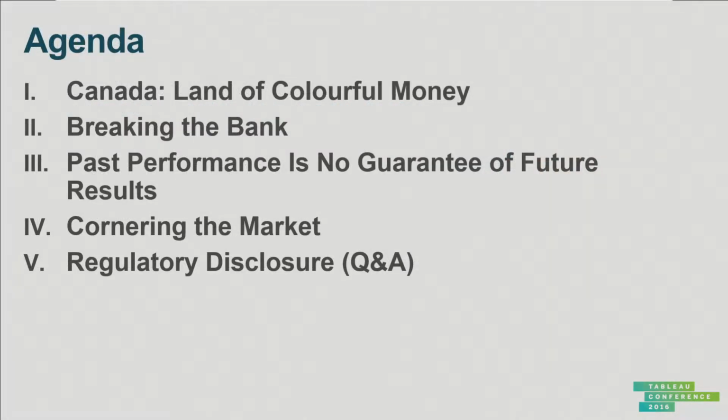So where are we going to go today? I've got 5 key areas. First, we're going to talk about what I'm going to call Canada, the land of colorful money. And yes, that is spelt with a U on purpose. We spell a lot of our words with a U up there. That's just going to be an introduction to Canadian business culture, banking culture in particular, and also about my employer, RBC. We're going to talk then about what I'm going to call breaking the bank. That is where we get into objections that people have with Tableau initially, that skepticism, and how maybe you can overcome that. Next, we'll go into taking things beyond just an initial report, a one-hit wonder success story, and trying to help people build a relationship, and that's what I'll call past performance is no guarantee of future results.